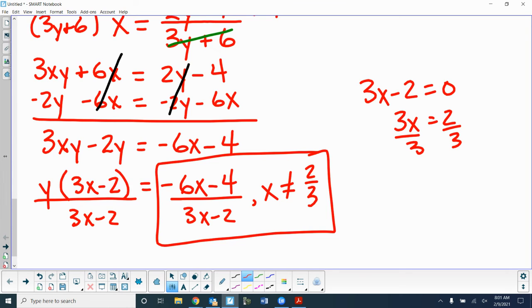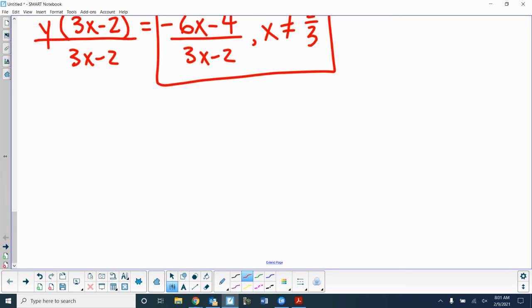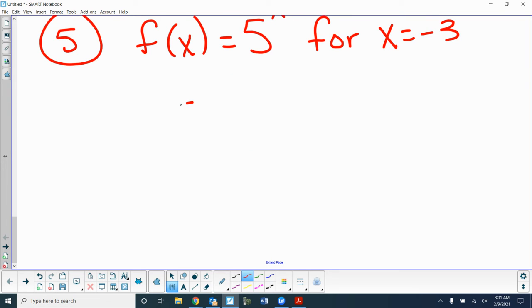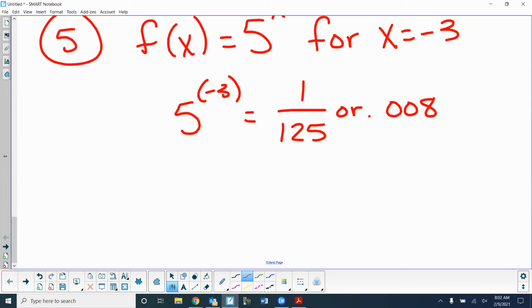Number 5 is real easy. All you're doing is substituting in. So we have this function, f of x is 5 to the x power. And you're supposed to evaluate it for x equals negative 3. So all you're doing is going 5 to the negative 3rd power. Which as a fraction is 1 over 125. Decimal is 0.008. Either one's acceptable.